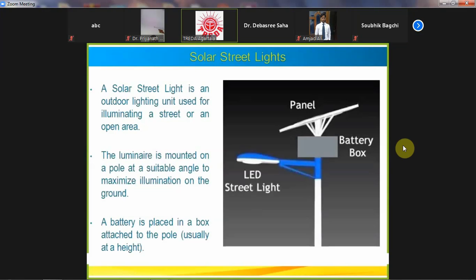In street lighting system and outdoor lighting, it is basically an outdoor lighting system, and it is a very beautiful system in rural areas.